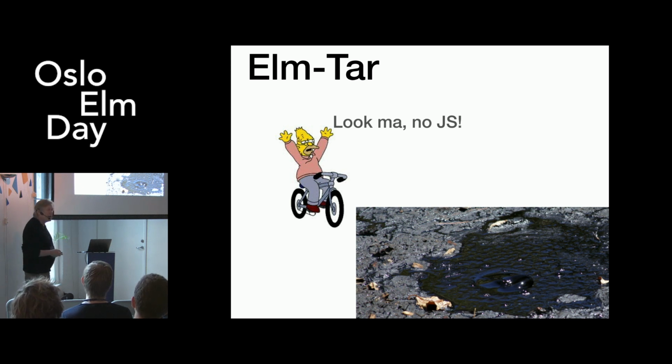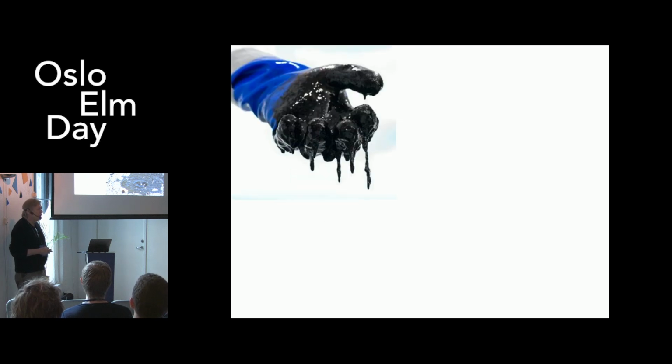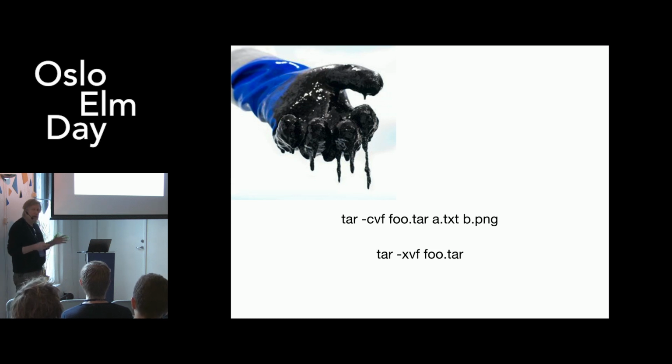So I'd like to talk about Elm tar. It has nothing to do with people riding bicycles or sticky, gooey liquids, but rather with the Unix command tar -cvf. What is it? It's a way of taking a bunch of files, maybe some text files, some image files, whatever, putting them together into one big file, which you can download or send via email, and then the person on the other end can extract those files using tar -xvf.